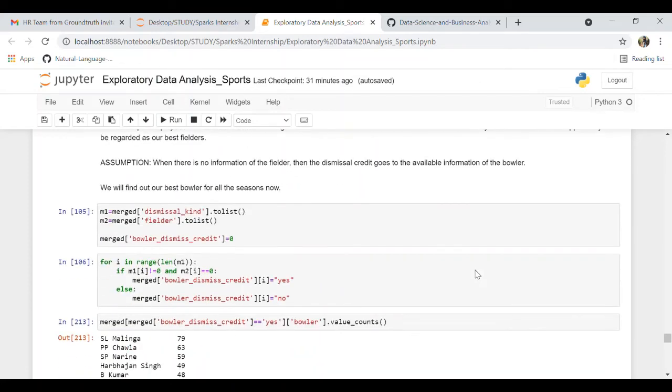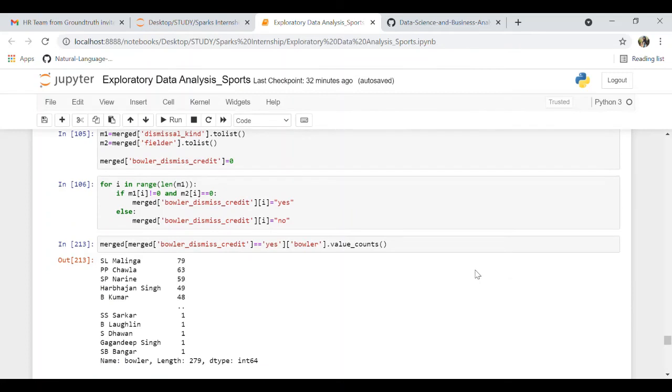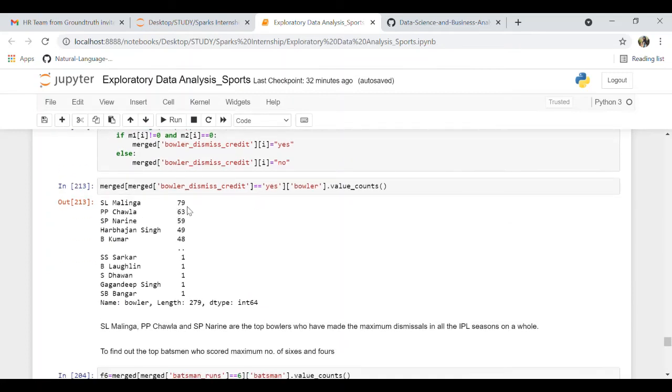Right? And if we want to find out our best bowler, who has made the highest number of dismissals for all the seasons, these are SL Malinga, PP Chawla and SP Narine, followed by the rest.